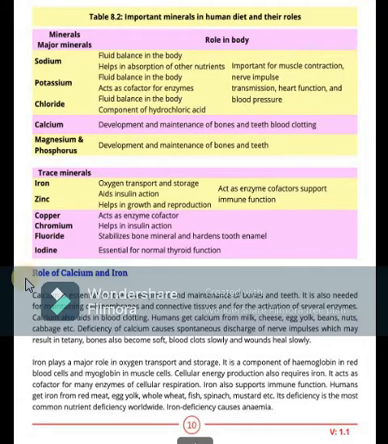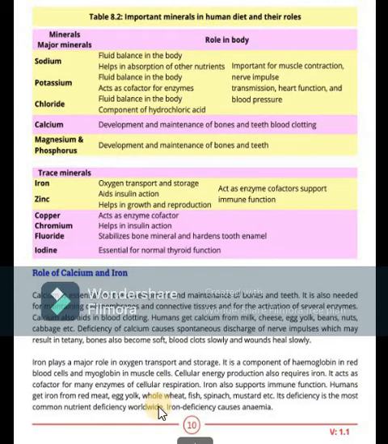The next thing is the role of calcium and iron. Calcium is essential for the development and maintenance of bones and teeth. We all know that calcium is present in bones and teeth. It is needed for maintaining cell membranes and connective tissues, and for the activation of several enzymes. Calcium also helps in blood clotting. We can take calcium from milk, cheese, egg yolk, beans, nuts, cabbage, etc. The deficiency of calcium causes spontaneous discharge of nerve impulses, which may result in tightening. Bones also become soft, blood clots slowly, and wounds heal slowly.